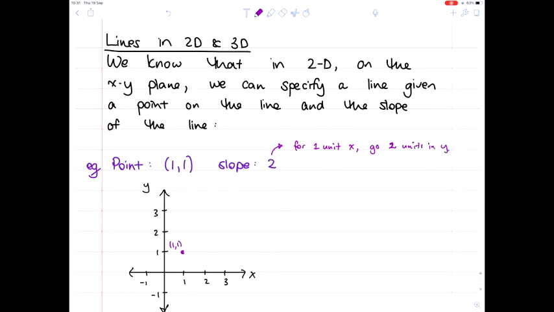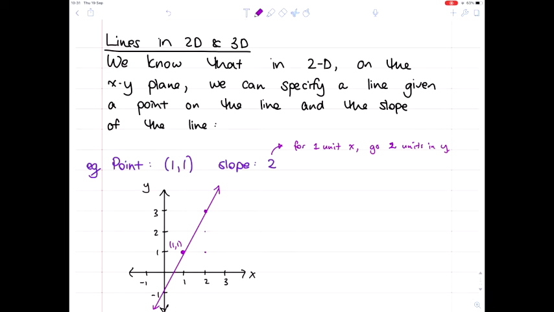in y. So if we wanted to find another point on this line, we could start at the point we know that is on the line, which is 1, 1. We could go over 1 unit in x, 2 units up in y, and that would give us another point. And if we wanted to, we could connect these dots and we'd end up with our line looking something like that.